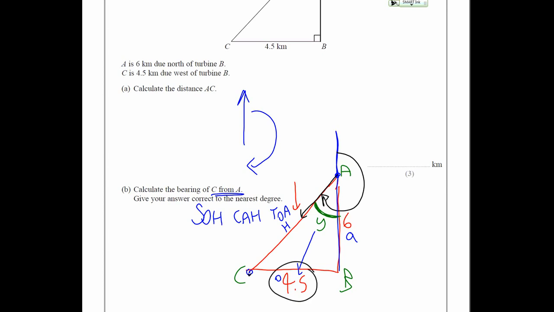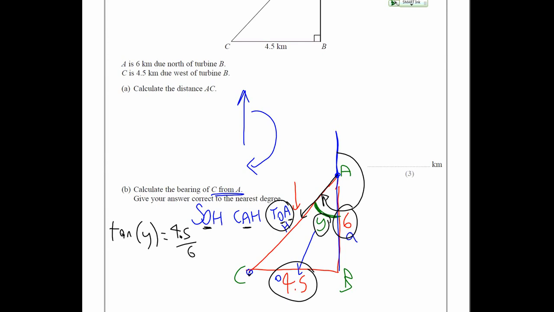So 4.5, 6. O and A. We've got O, A, O, A. That means that we want tan. So tan of our angle, whatever you call it, we've called it Y, is the opposite, which is 4.5, over the adjacent, which is 6.